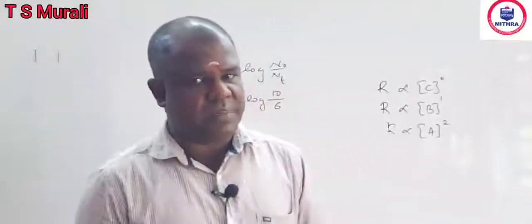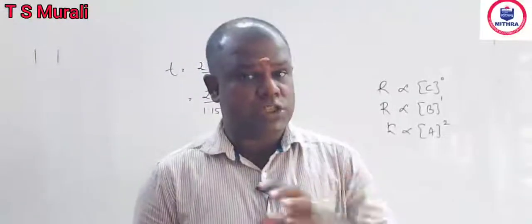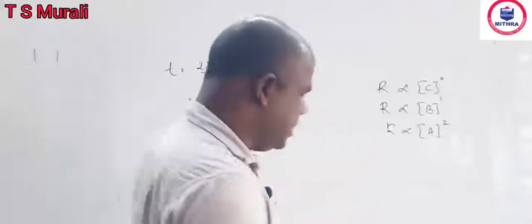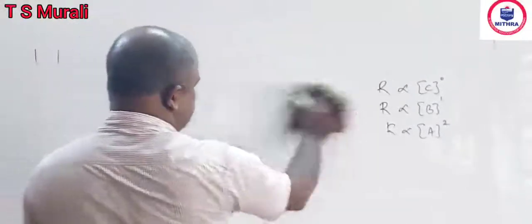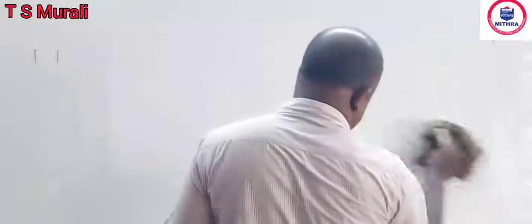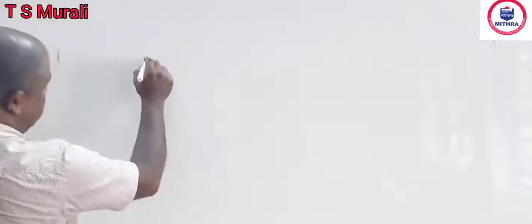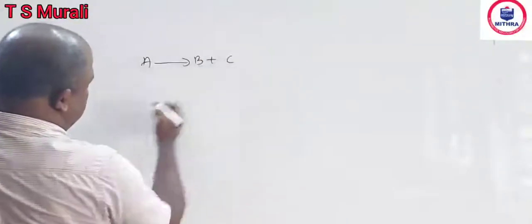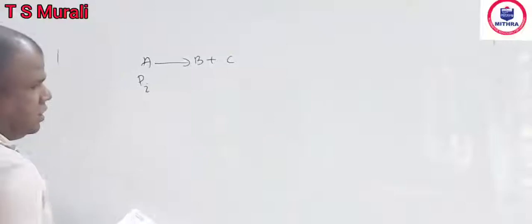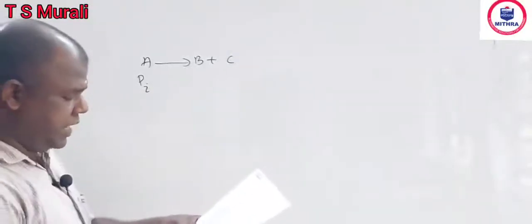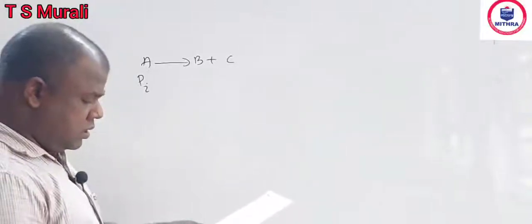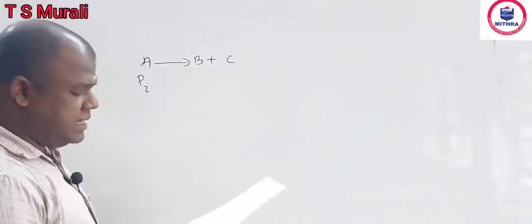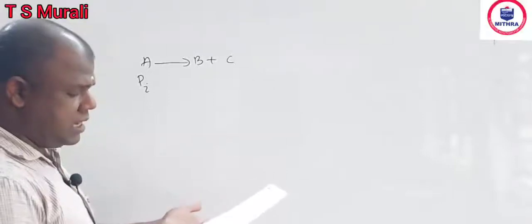Okay, 2.303 by t log a by a minus x, you can substitute and rearrange. Let us try. Some of the students may not be aware of that type. The simple derivation is not asked for the NEET examination, only for your knowledge. A gives B plus C. Instead of concentration they are giving initial pressure, Pi, P initial, and Pt is the pressure after a time t.